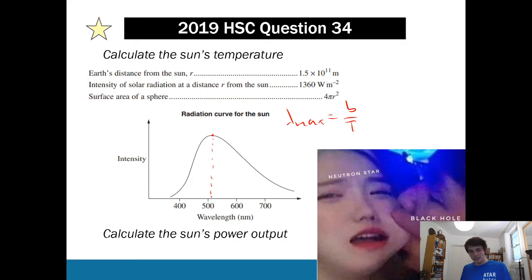And then finally, we can calculate the sun's power output. Now, by this point, hopefully you will have figured out that we haven't used all of these numbers here, so we are going to use them in some way, shape, or form to calculate the sun's power output. Now, this is where the question really gets hard, so I'm not going to actually go through this because it's going to take quite a while. If you are interested, look up the 2019 HSC and take a look at the solutions. It's quite a complex question. It's quite an interesting question.